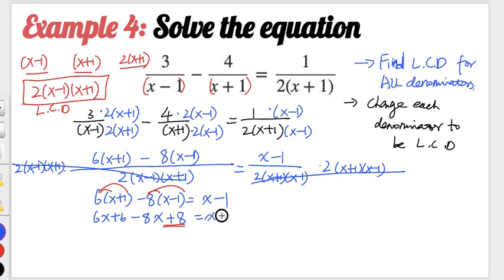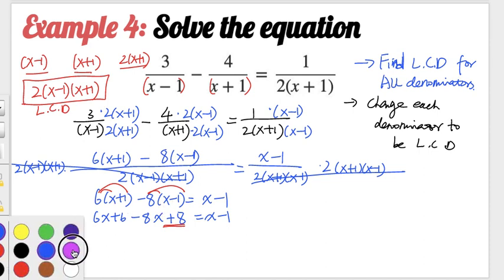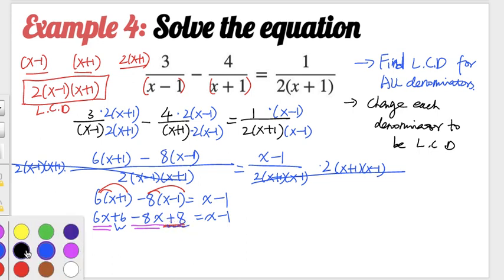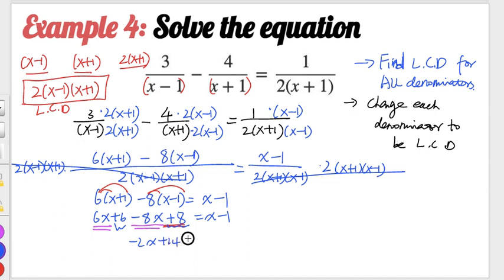And then equal x minus 1. Some students probably want to move the variables around to figure out the answer. That's fine. But personally, I prefer to figure out the like terms. So I'm going to combine like terms first, and then I can just move on. Okay, so it is 6 minus 8, negative 2x, plus 14 equals x minus 1. And now I can just solve like a regular equation.